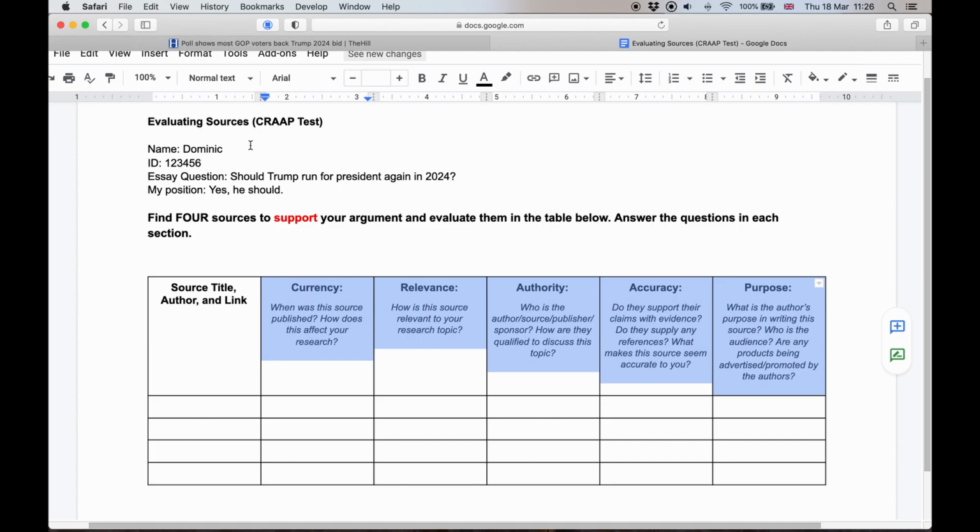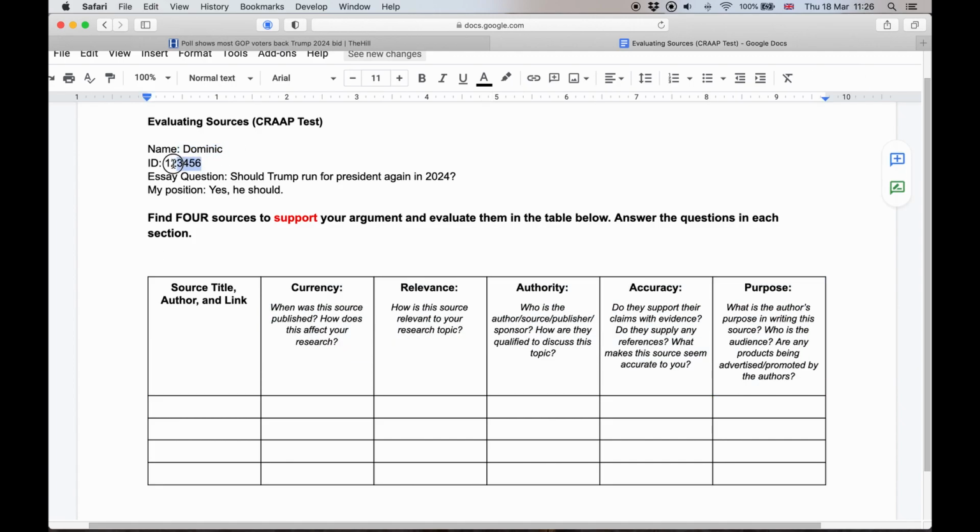So at the top, I've written my name, my ID, my question for my essay. My question, should Trump run for president again in 2024? And my position, what do I personally think? What will I argue in my essay? My position, yes, he should go again in 2024.